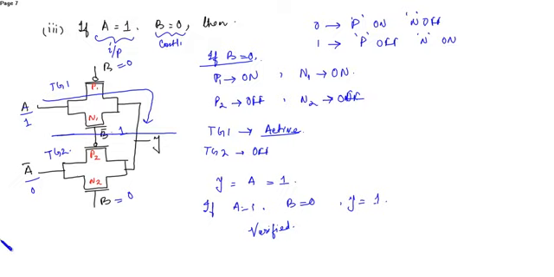Now let's see the fourth condition. The fourth condition is if A is equal to 1, B is equal to 1.